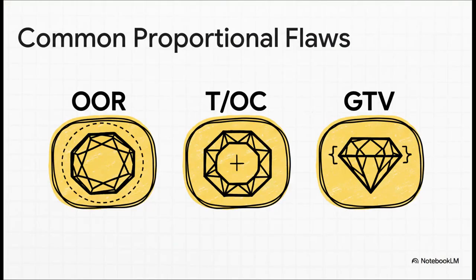And here's a little peek into the language gemologists use. They have these shorthand codes for flaws. For example, OOR just means out of round, so the diamond isn't a perfect circle. T/OC means the table is off-center. That big facet on top is skewed, which throws the whole balance off. And GTV is girdle thickness variation, meaning the edge is thick in some places and thin in others. Now, these might sound like tiny details, but they can set off a massive domino effect.